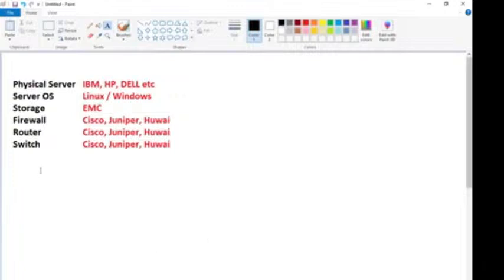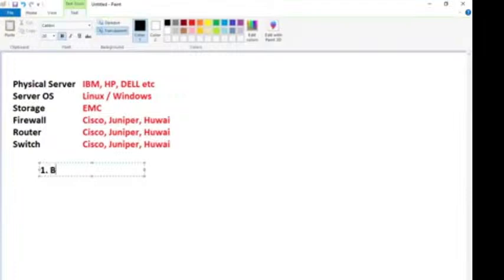Like, for example, one of the things we need to take care of here is power backup. Obviously, if there is no power, if there is no electricity, none of the devices will work for sure, right? This is a very common thing. So we need to maintain the power backup. It is our company's responsibility.